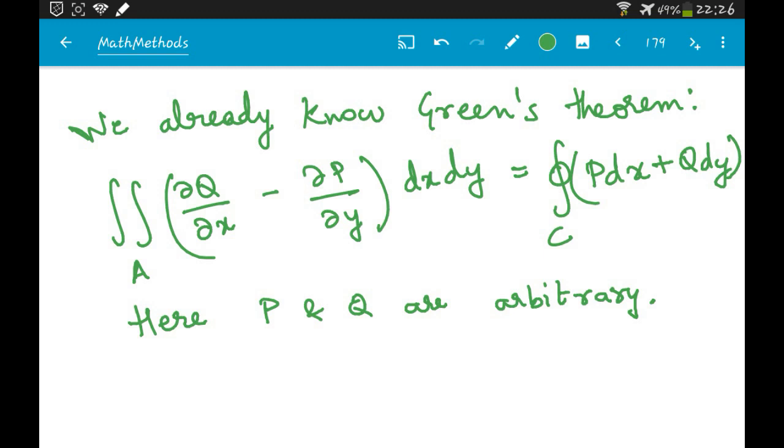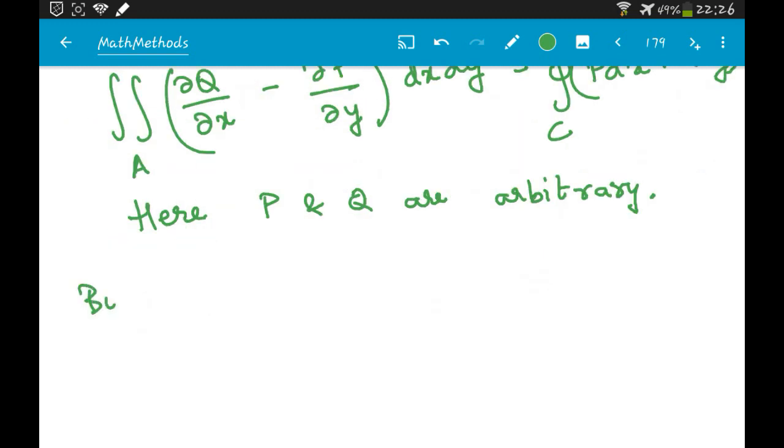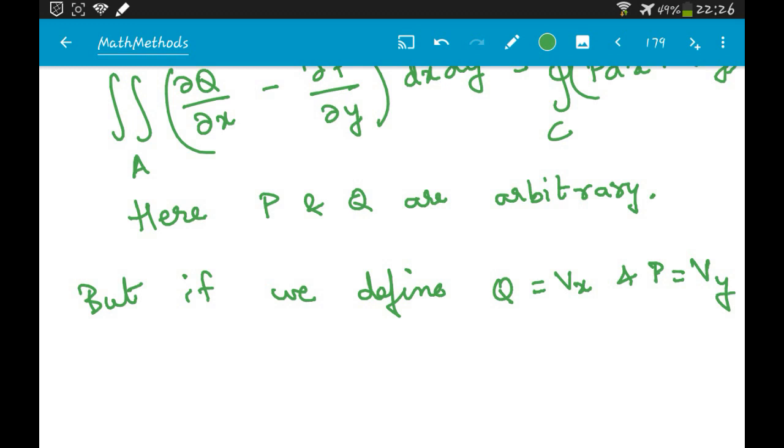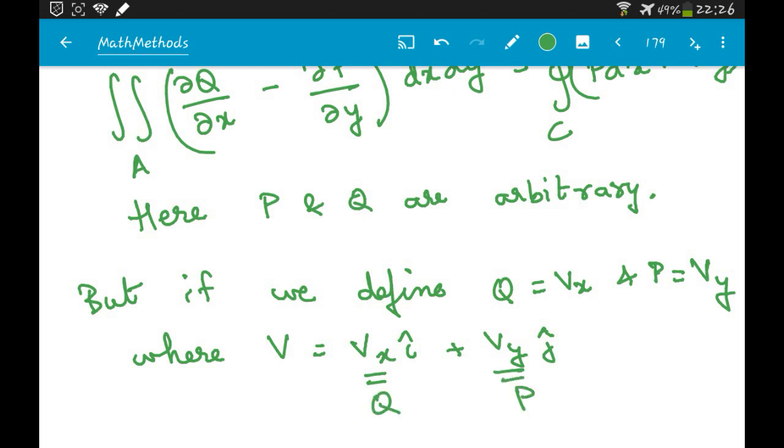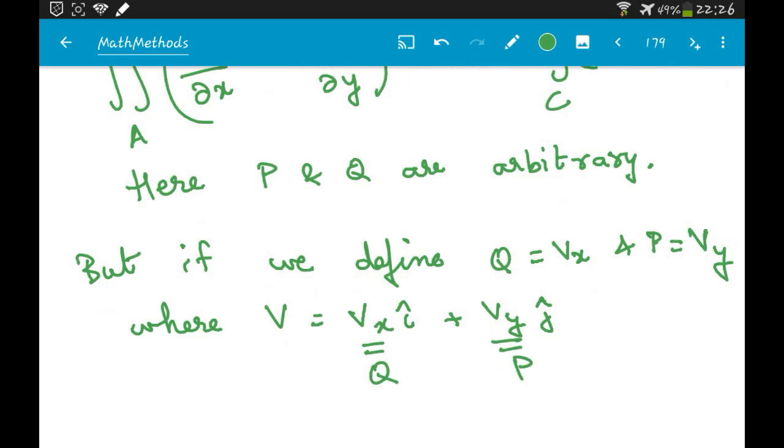Okay, but now we will define P and Q as some components of a vector. So if we define Q as Vx and P as minus Vy, where V is Vx i plus Vy j, then V is a vector now, and Vx is our Q and minus Vy is our P. Okay, this is what we are doing.